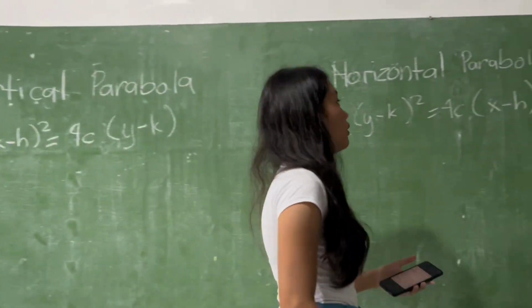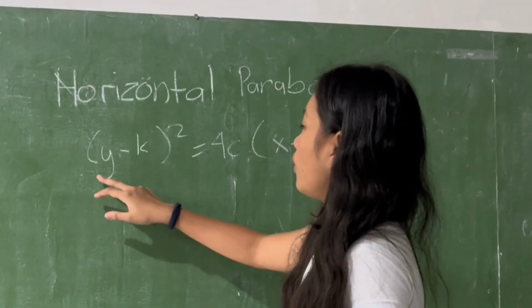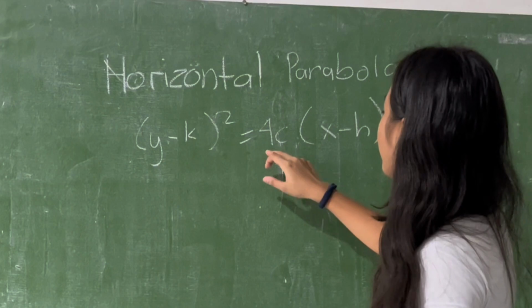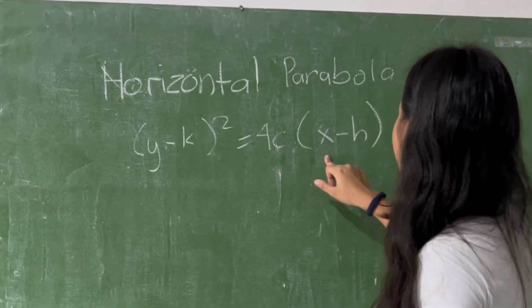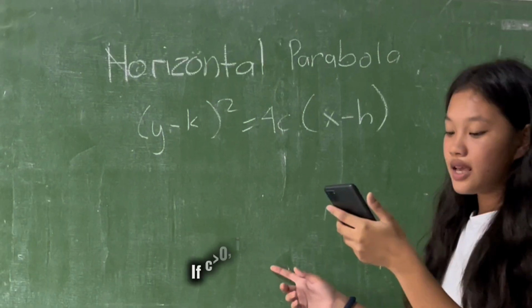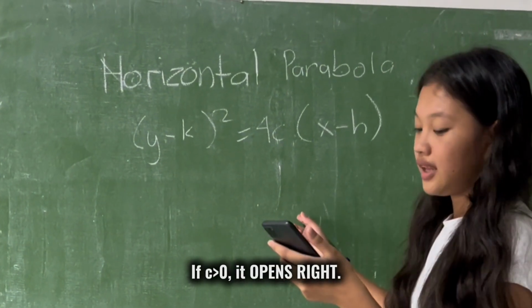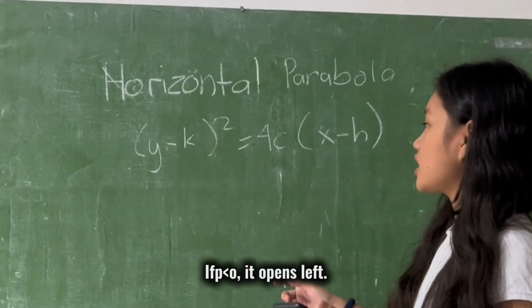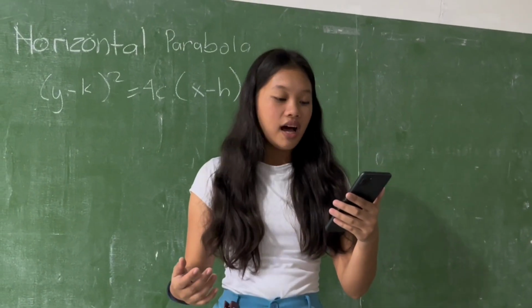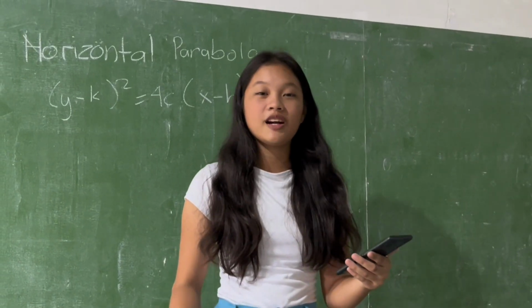So, we're going to go to the horizontal parabola. The equation is (y minus k) squared equals 4c (x minus h). So, if c is greater than 0, it opens right. If c is less than 0, it opens left. These equations help us determine the direction and position of the parabola.